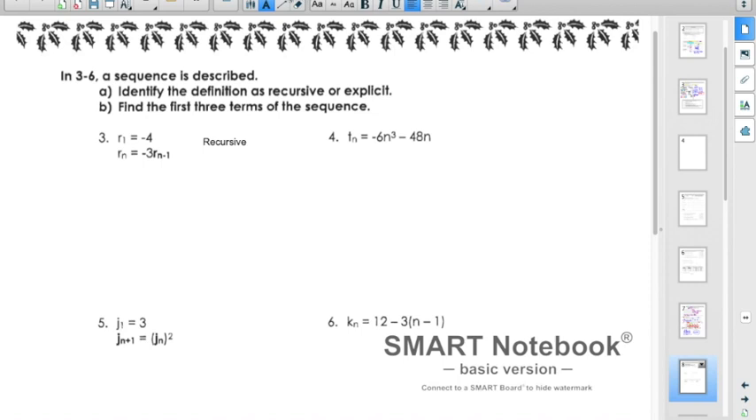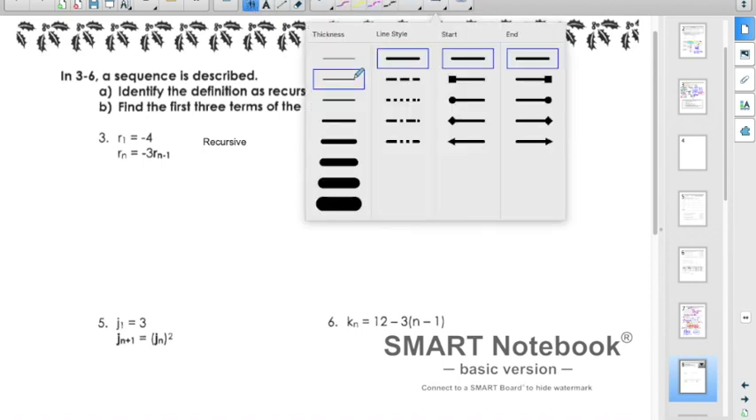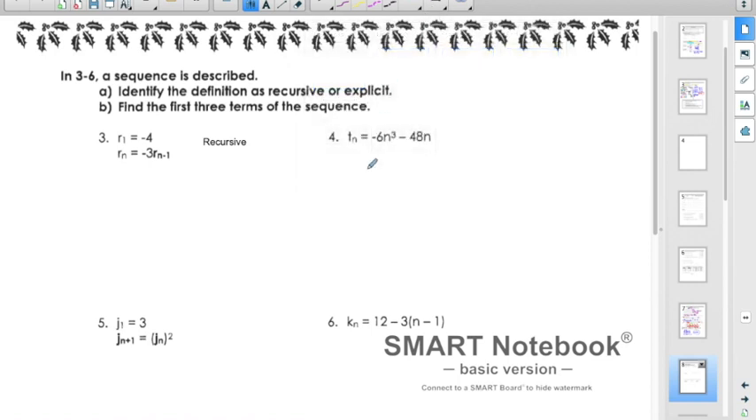Well, the good thing about recursive is that it always starts off by giving you the first term. So kind of like a little boost, right? It's saying R sub 1, which again is fine. A sub 1, B sub 1, C sub 1, it's all the same thing. So it's giving me the first term to be -4.